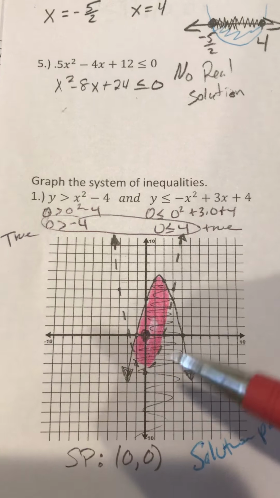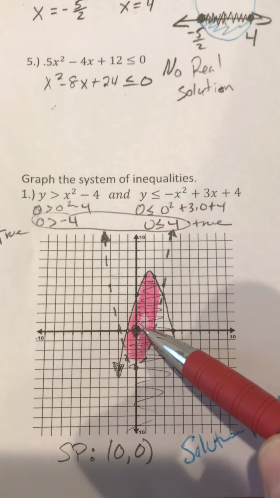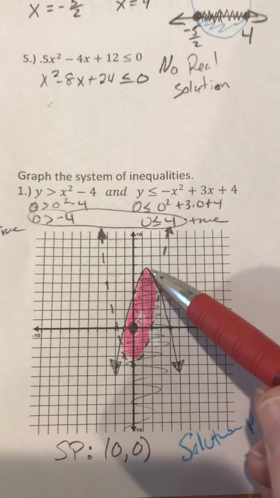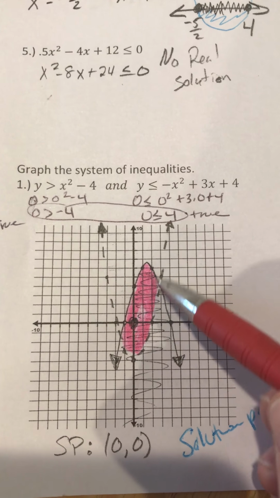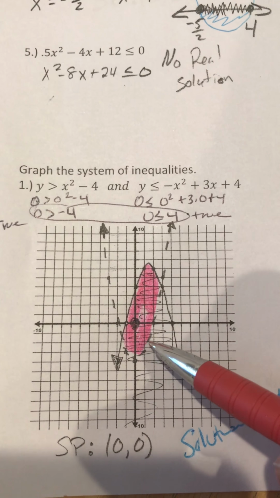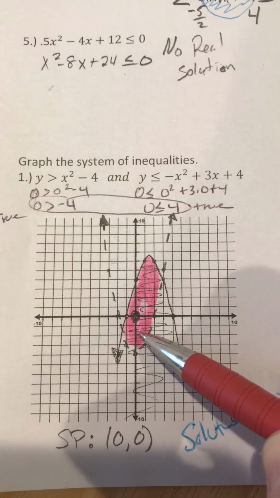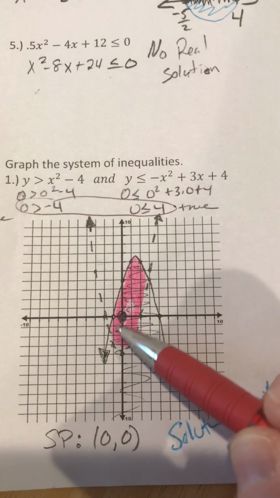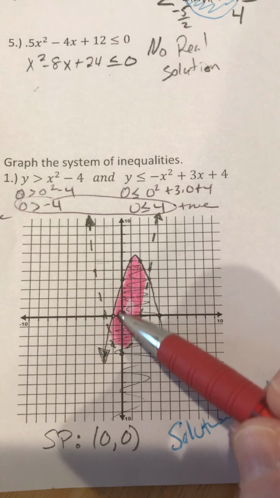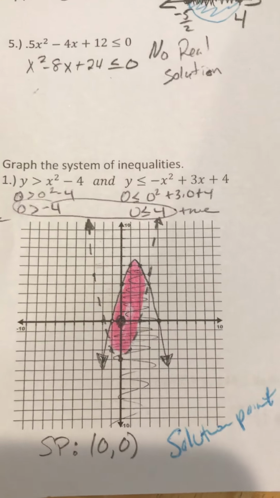Piece of advice, I would never try to choose a solution point that is super, super close to either of the parabolas. You have so many points within this region. It doesn't make sense to go to something that could be, maybe it's on the line, maybe it's on the dashed line, maybe it's a little bit inside. I would pick something that's very, very clearly inside that area, not kind of on the edge.